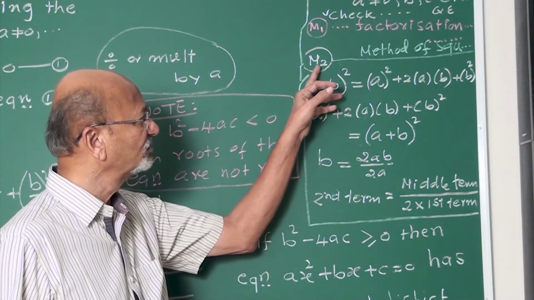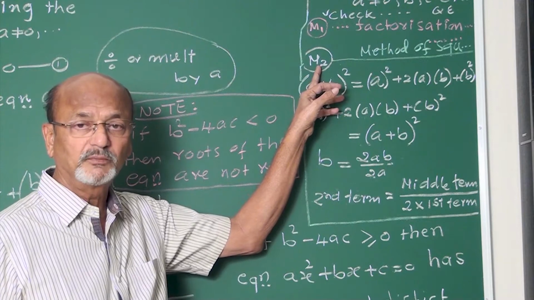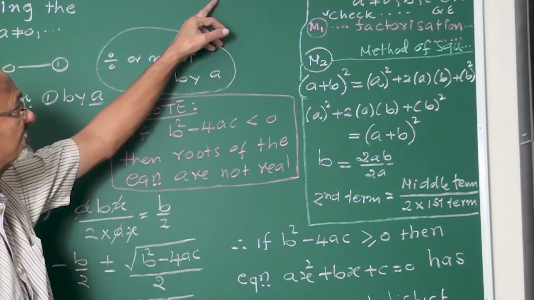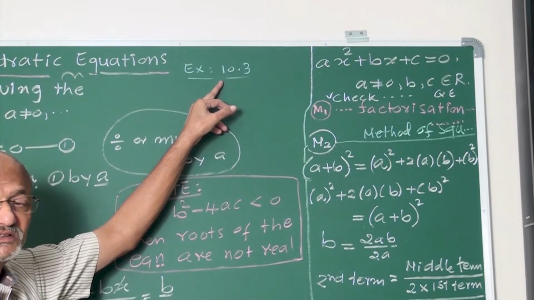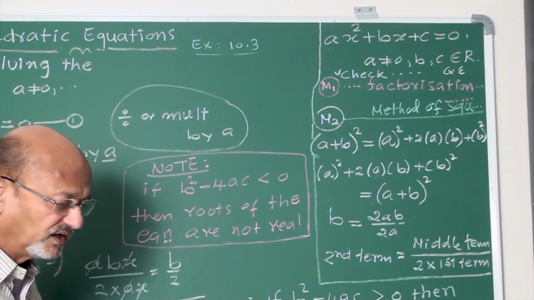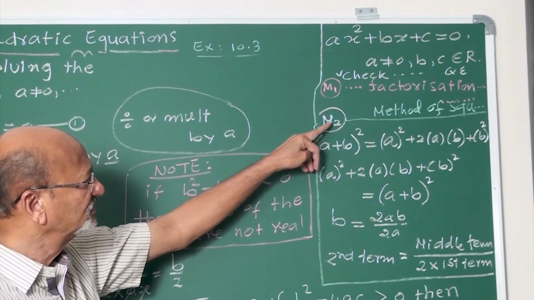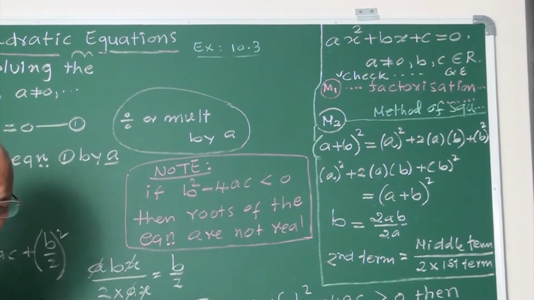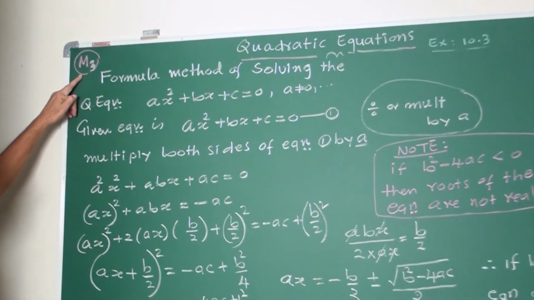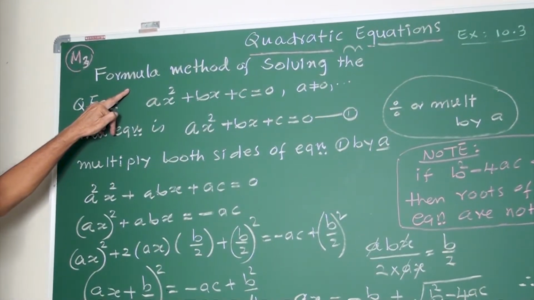Everything we have done in case of M2. In the previous video, all varieties of the examples we have done under exercise 10.3. We have done half of the examples. Next, my friends, after first method, second method, the third and the last method is M3, method 3. Formula method it is.